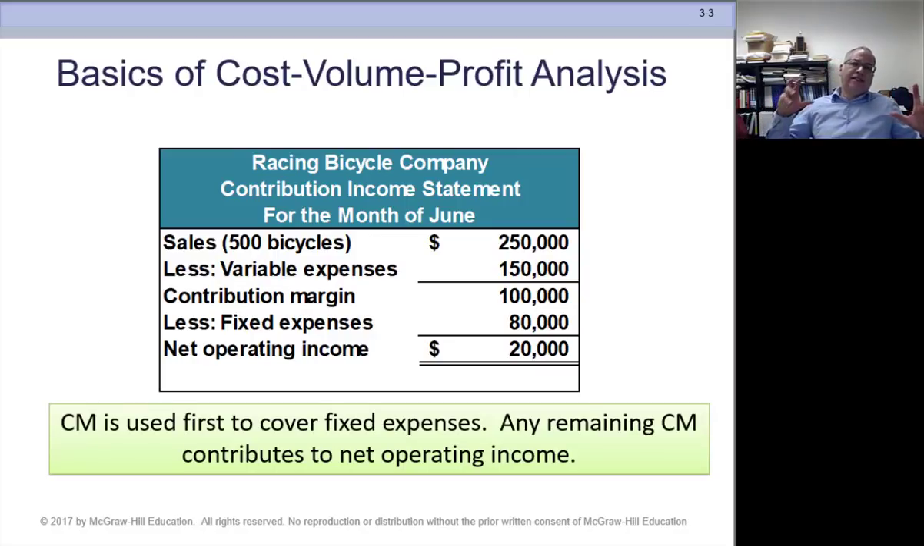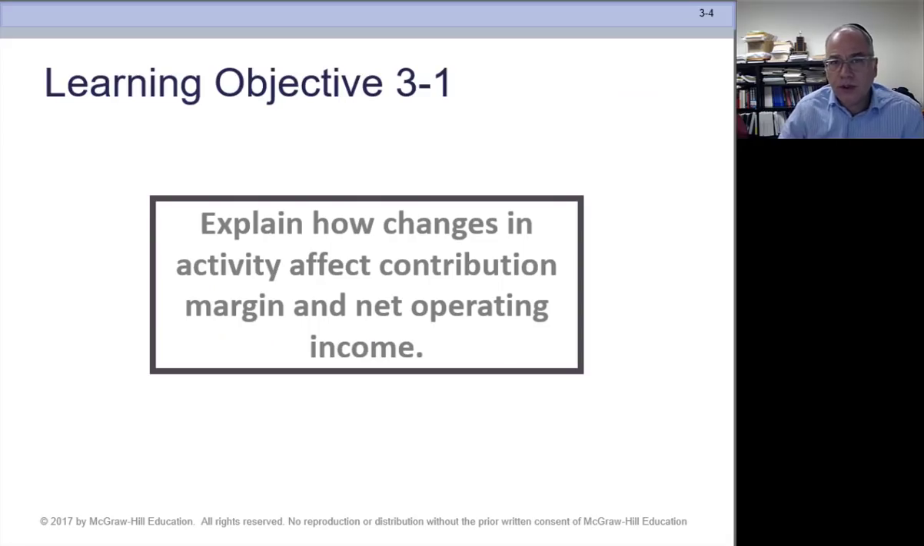So the whole idea is that sales minus variable cost equals contribution margin, and then you use your contribution margin to cover your fixed costs. And once your fixed costs are covered, everything beyond that is going to be your profit. So how do changes in activity affect contribution margin and net operating income? This is learning objective 3-1.